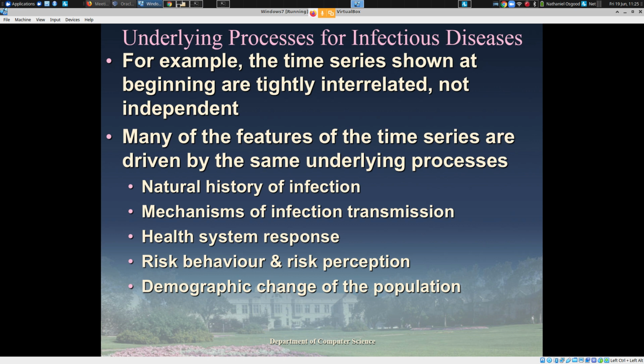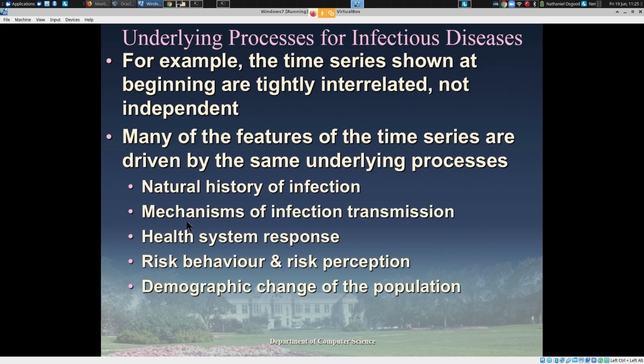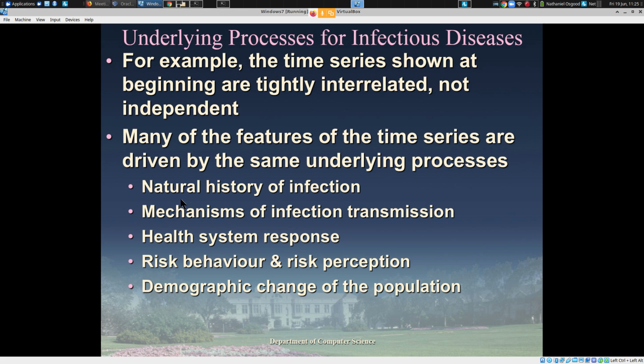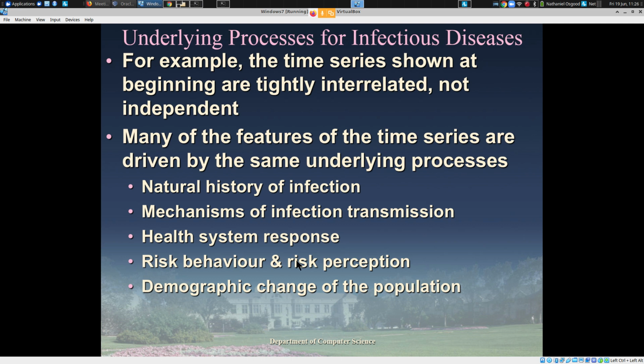If this is starting to connect with the model with which we started, it is for good reason. This model depicts natural history of infection of sorts. We have mechanisms of infection transmission, of mixing in the community. We have health system response in terms of mass testing, which identifies individuals whether symptomatic or not. We have in place risk behavior and risk perception and care seeking as a result of it, and as part of the care system response as well.